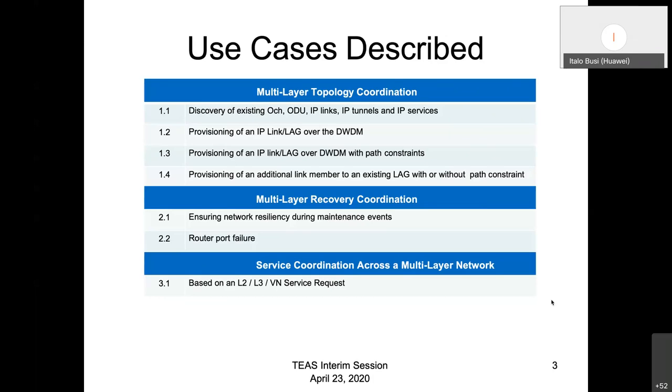And then we have also the possibility to set up services over packet optical and exploit the multi-layer to basically set up the best path across the two layers to support some layer two or layer three service request. So how the two layers are coordinated, so how the service request triggers a multi-layer path setup across the two layers. Next one.